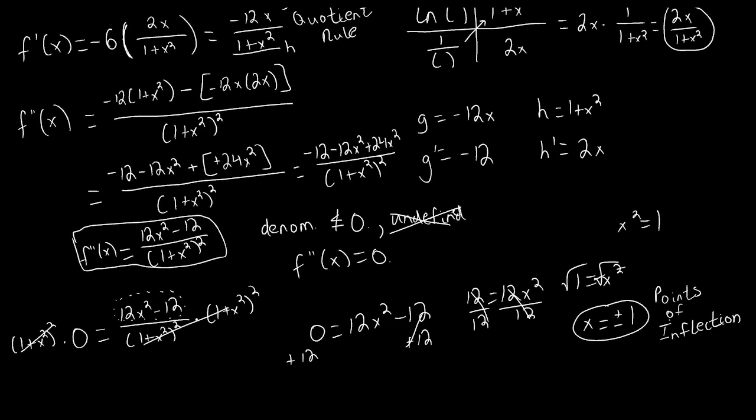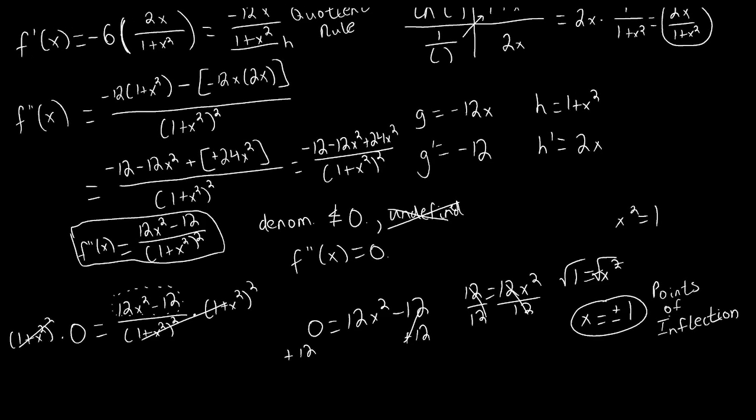Okay? So now what we're going to do is make our little number line and evaluate points inside of our new intervals that are made using these points of inflection to determine where our function is concave up and concave down.